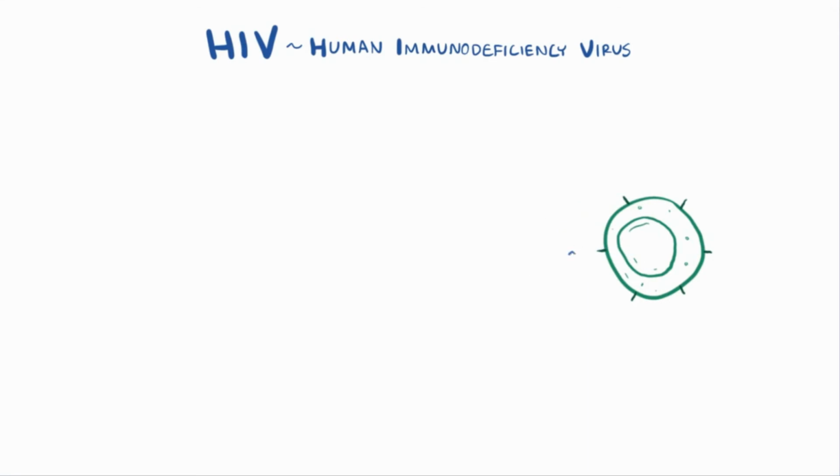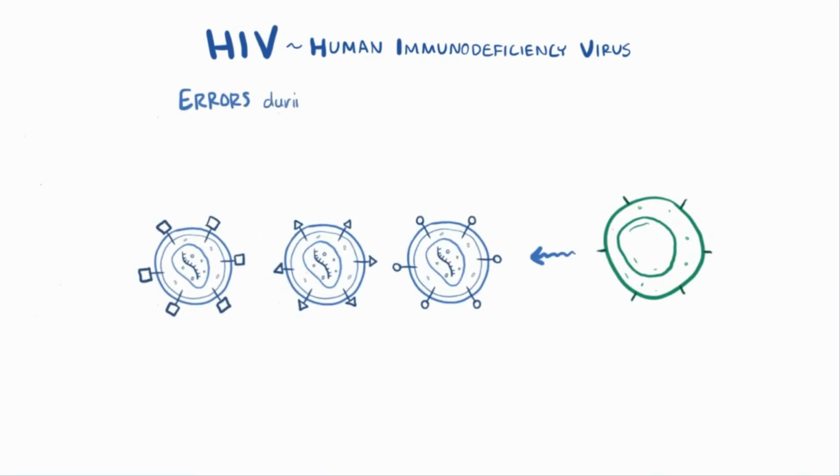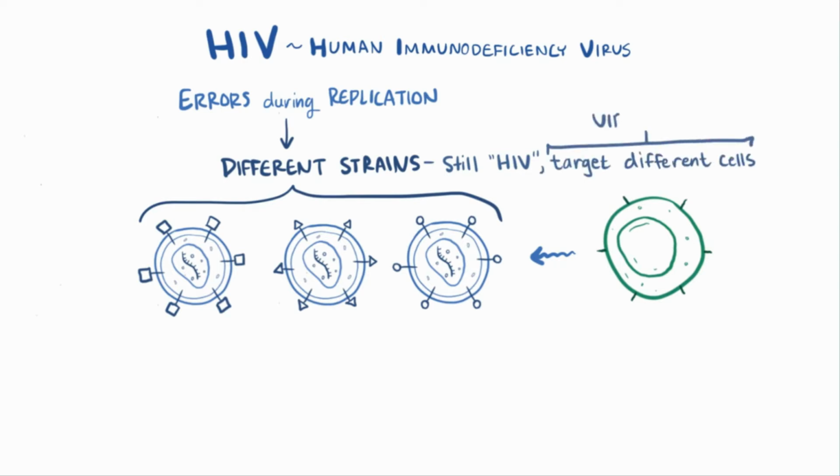One thing to know is that HIV is notorious for making errors when it replicates, and that during an infection it can mutate to create slightly different strains of viruses. These viruses are still considered HIV but behave slightly differently from each other and target different cells in the host. In fact, the host cell preference is called viral tropism.